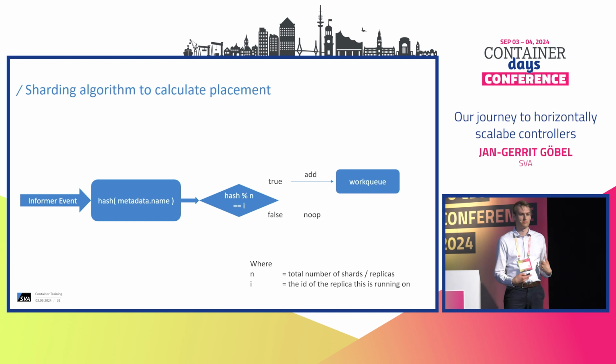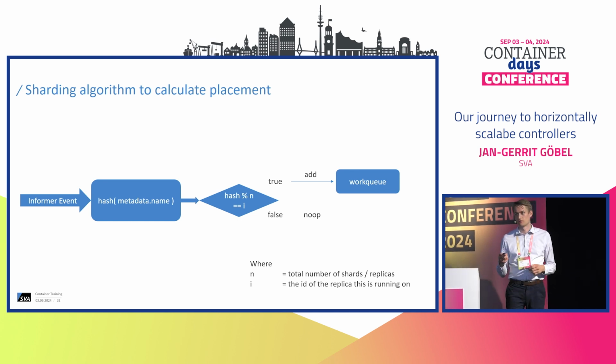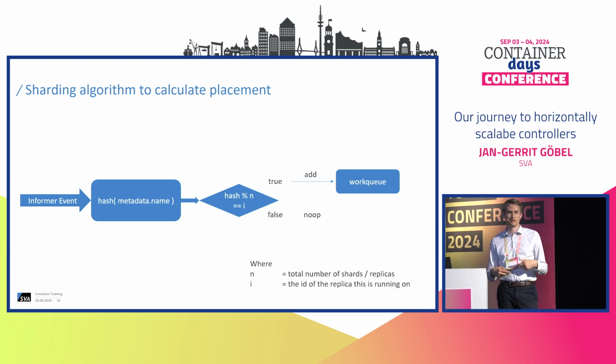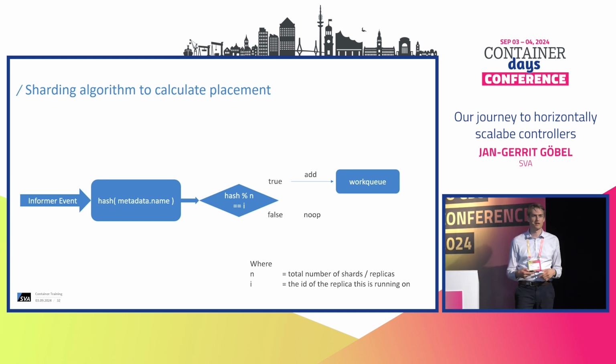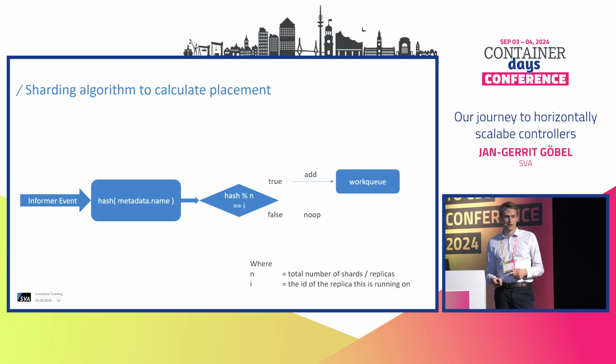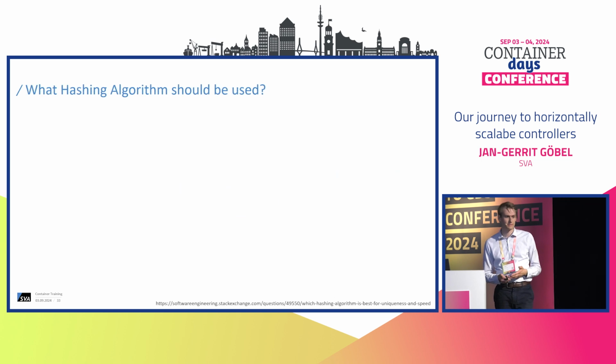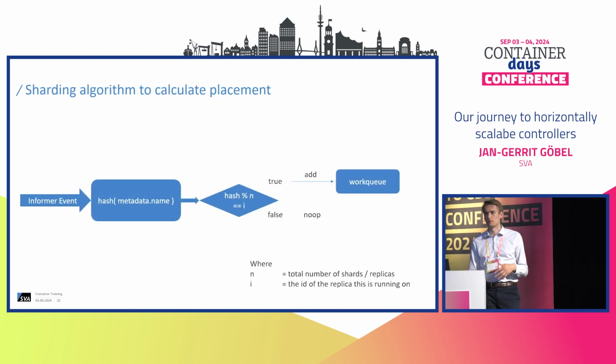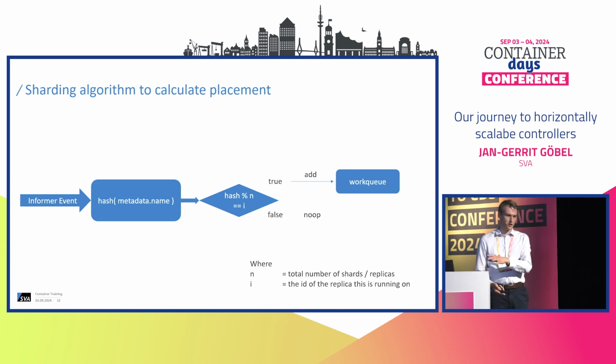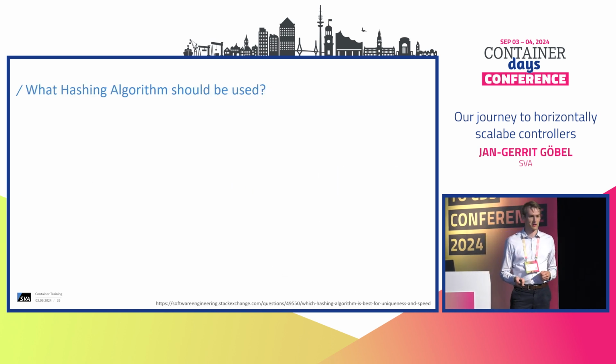If this is not true, for example if it belongs to the second, third, or fourth shard, then we do nothing. We do not add it to the local work queue. And we only, of course, work on the local work queue. There's an image on one of the next slides.